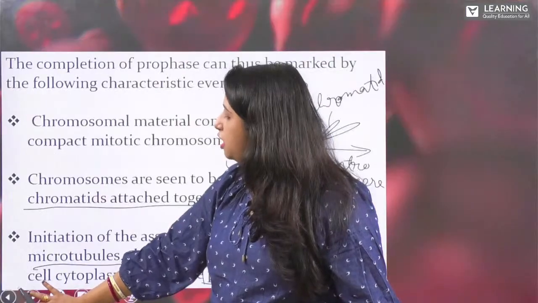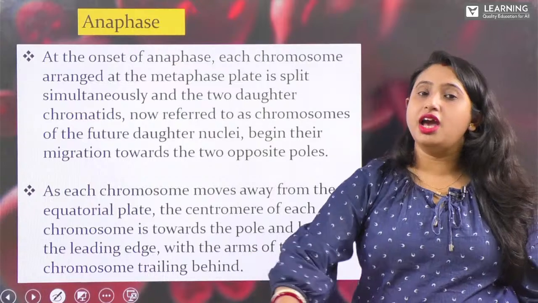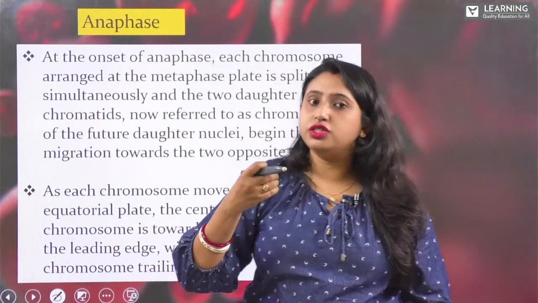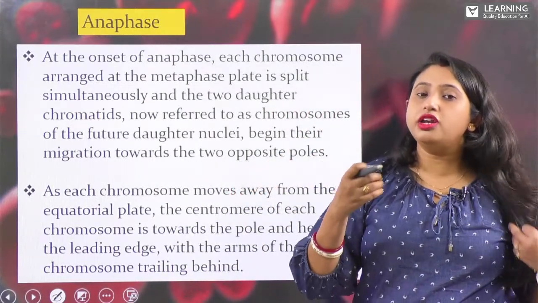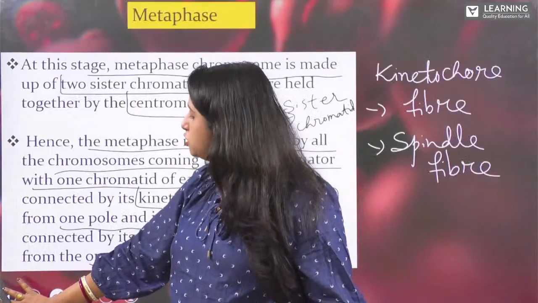Next, let us learn about the anaphase. What happens in the anaphase? It is very easy: after the metaphase, the centromere of each chromosome splits, and the chromosomes move towards the opposite poles, isn't it?